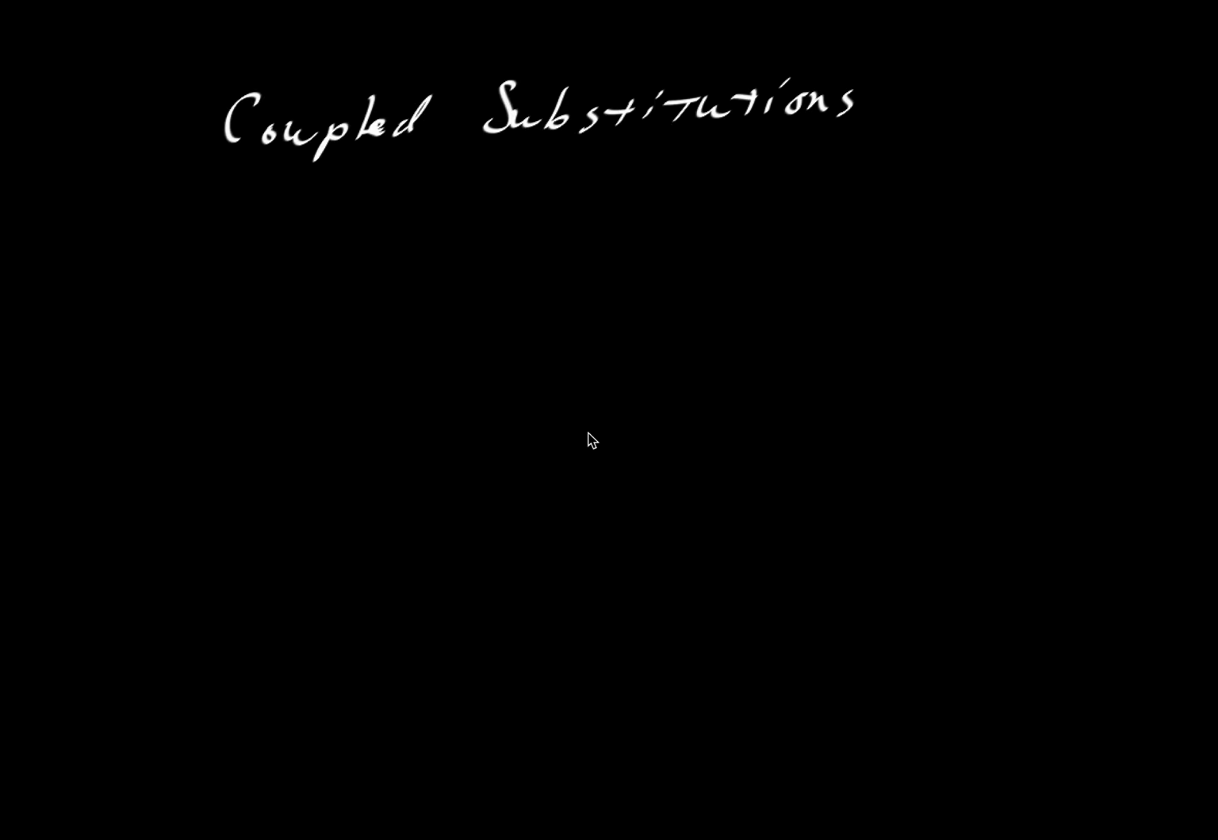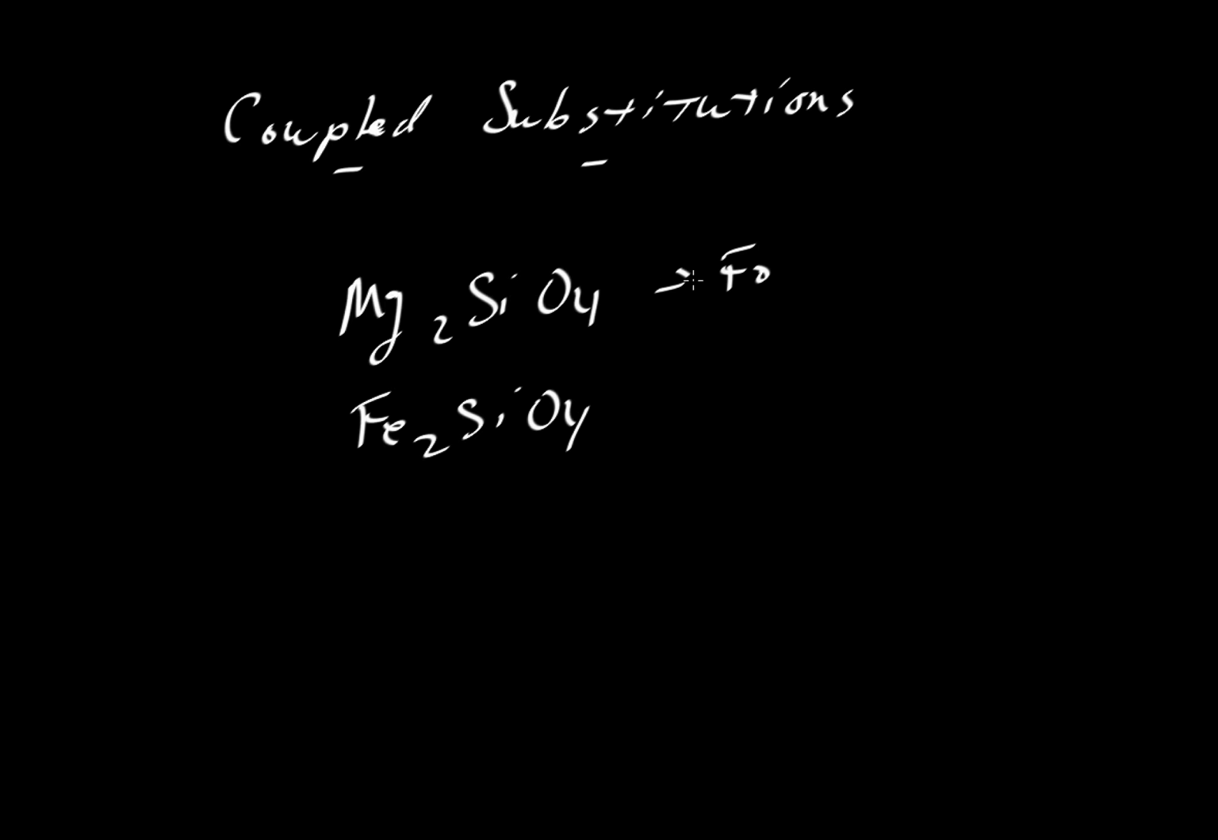So here we're going to take a look at so-called coupled substitutions, where atoms go together as a couple instead of a single simple substitution. In what we call the substitutional solid solutions, we had the simple case where we had, let's say, Mg2SiO4 and Fe2SiO4.